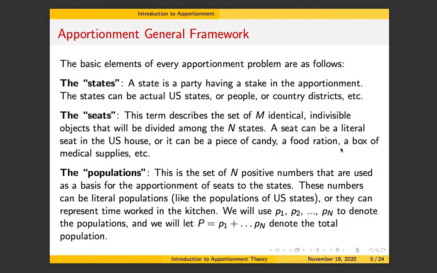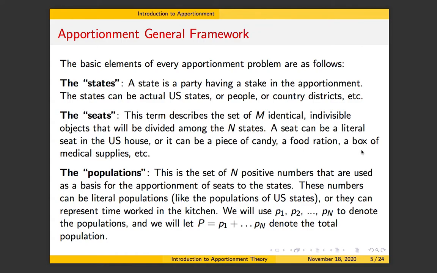Different hospitals can be competing for boxes of medical supplies, whatever. You can have children competing for pieces of candy, and for whatever reason the pieces of candy can't be cut up. You can have children competing for those, whatever. Then you have the populations themselves. So this is the set of positive numbers that are used as a basis for the apportionment of seats to the states. So these numbers can be literal population. They can represent time worked in the kitchen if you're trying to do a proportional allocation of candy, things like this.